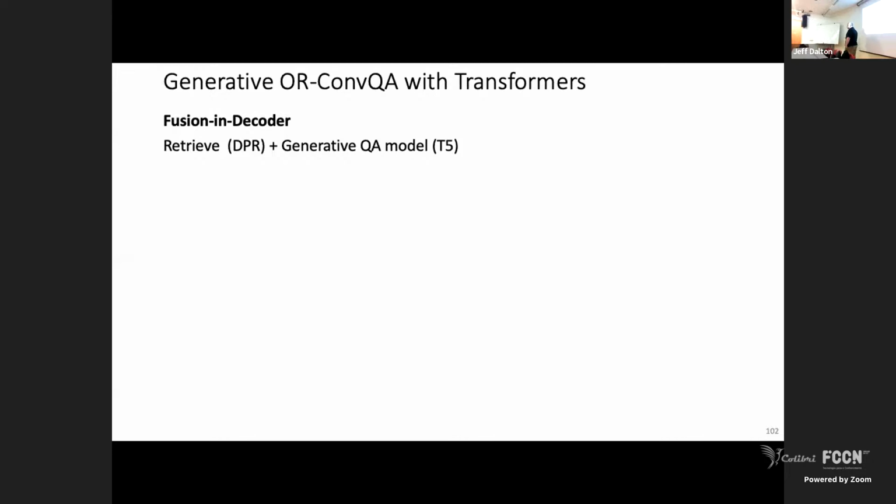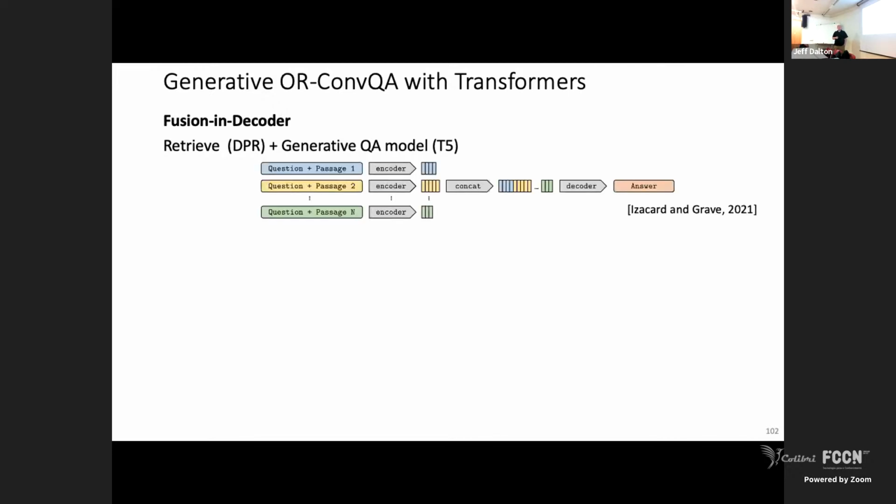It's Fusion-in-Decoder. Who's familiar with Fusion-in-Decoder? So, a couple of people. This is work that takes BERT, a cross-encoder. It takes a query and a passage and encodes them, and it does that for all the top K passages from the re-ranking. Then it concatenates those embeddings together and passes that to the decoder to generate an answer. So it's not just extracting the span, it's taking those encoded embeddings and using them in the decoder.